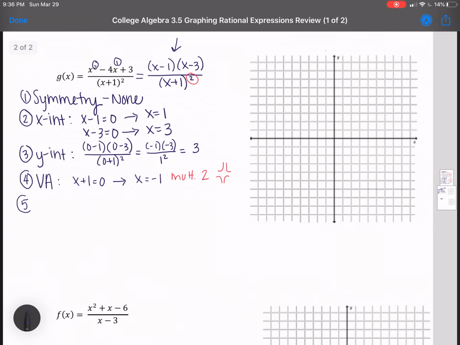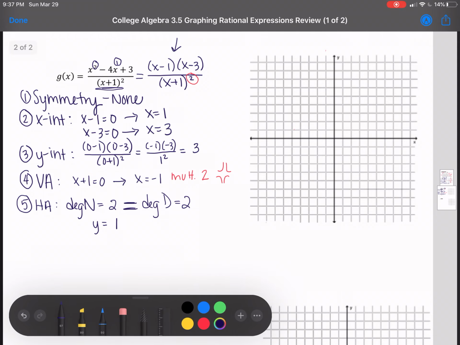And then our last thing we need to find is our horizontal asymptote. So if we look at the degree of our numerator, it's 2. And the degree of our denominator, if we were to not factor, but FOIL this out, we would get x squared plus 2x plus 1, so that degree is 2. And those are equal. So we look at our leading coefficients, so y equals 1.